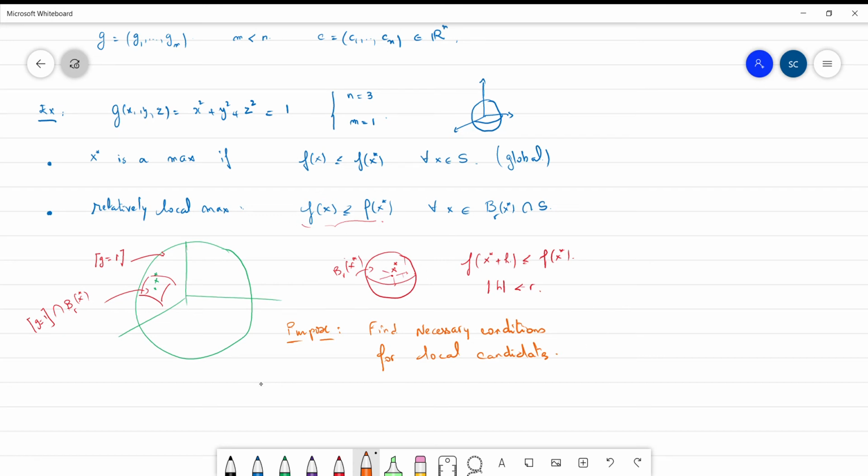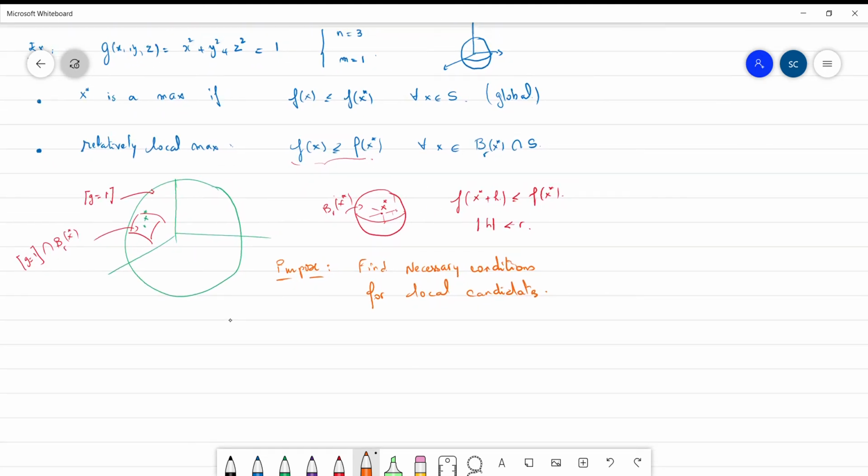So now the next problem we are seeing is how we can move along this set, remaining close to x star and remaining on this surface. For example, in this case, it is a surface. We could be moving along a curve. How can we express this? What is the tool that allows us to make this comparison?